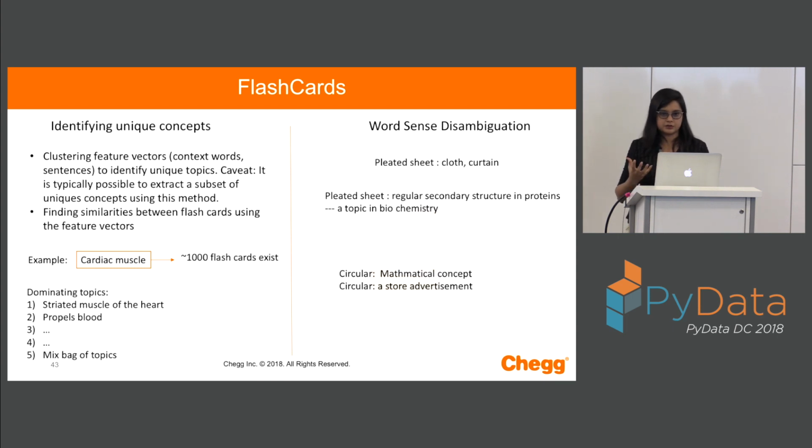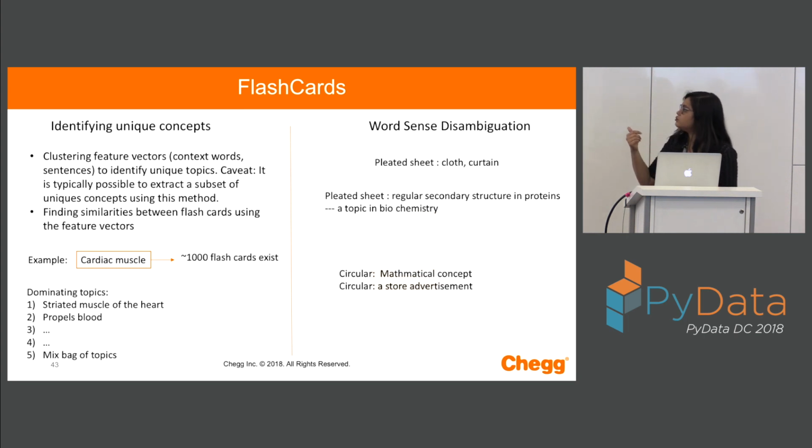So trying to disambiguate these is typically not hard, because usually a student will come and you can gain enough information to figure out that they want bio. But sometimes there are terms within a subject that can mean different things, so this is fairly important. Another example is circular. It's a mathematical concept, but it's also a store advertisement.